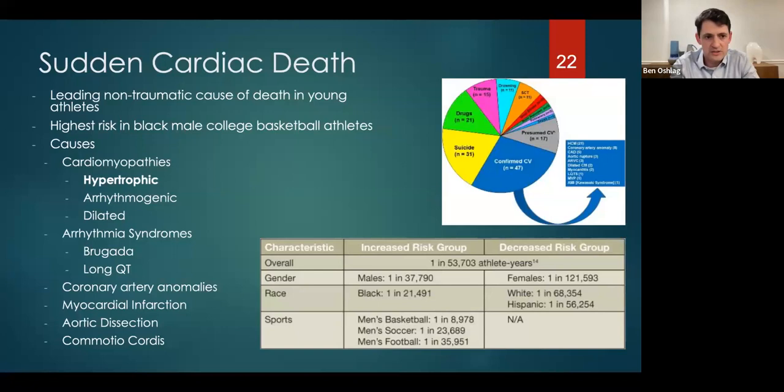The primary causes are cardiomyopathies, the most common there being hypertrophic cardiomyopathy. There are also several arrhythmia syndromes, most common being Brugada and long QT, as well as coronary artery anomalies. MIs certainly happen in young athletes also, but we also deal with older athletes quite often. Aortic dissection, certainly those who have Marfan's are at higher risk, and then commotio cordis.